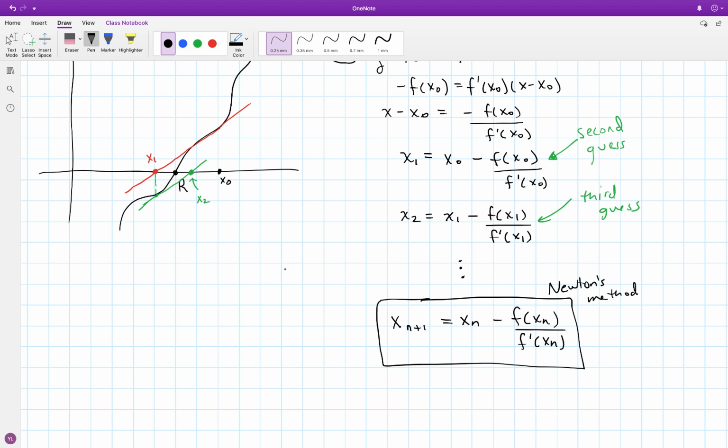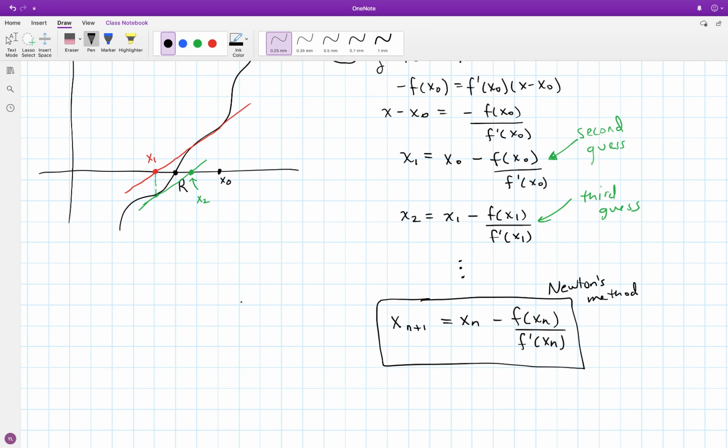Now that we have the method boxed and everything, let me explore what can go wrong. You also want to keep that in mind as you're doing your homework examples. If you have the picture of what's happening in your mind and something weird happens, you'll know why, because the picture of the tangent lines is going to tell you what's happening with the numbers.